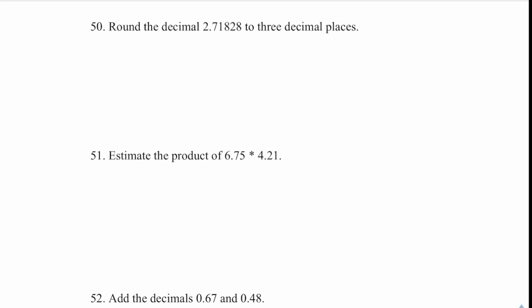So round the decimal 2.71828 to 3 decimal places. So to find the third decimal place, it's going to be 1, 2, 3. So we want to figure out this one. So we look to the one after it, and we can see that it is 2. So we know that if it's 2, we round down. Anything 5 or above, we round up. So because we're rounding down, it's going to be 2.718. And that will be 3 decimal places.